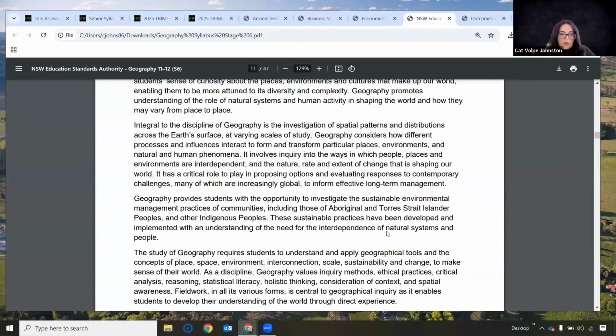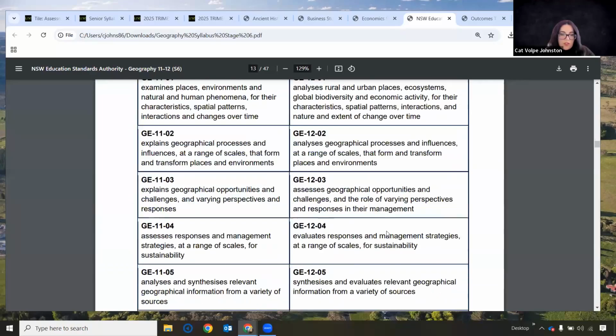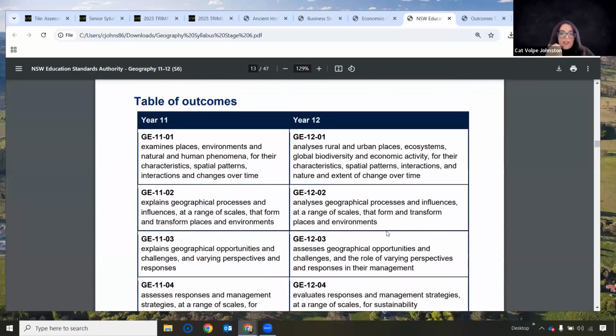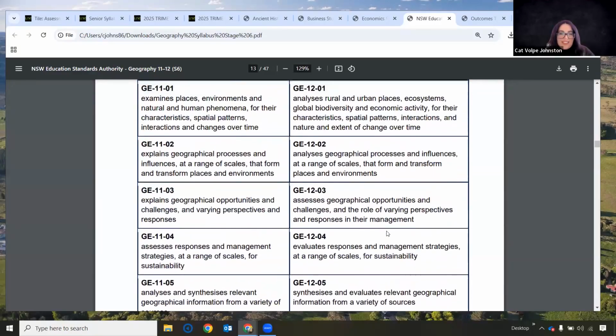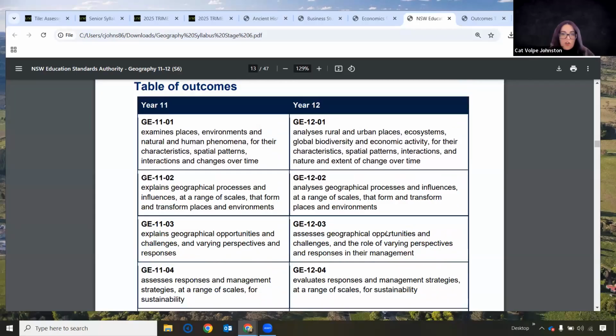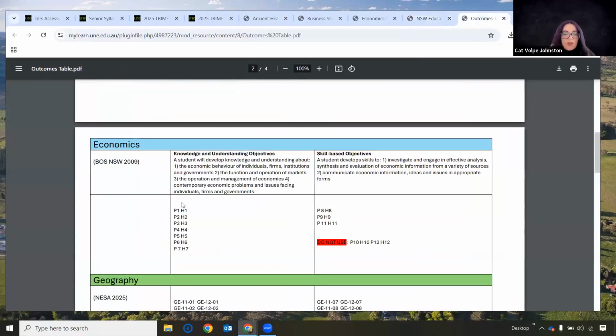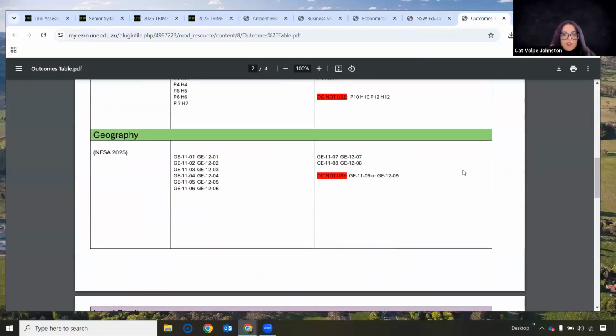So going to the units of work, now this one's a little bit different in terms of the outcome table because it's not separated into really easy to understand knowledge and understanding outcomes versus skill-based outcomes. But if you use this outcomes table, then you will see that I've put it into sections for you. So you'll know what's knowledge and understanding and what is skill-based.